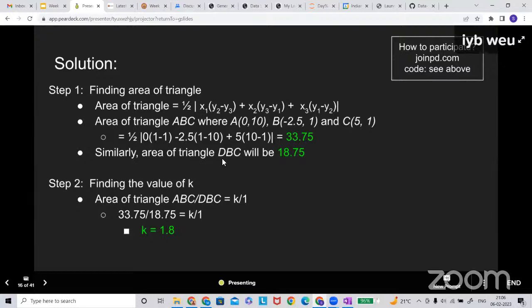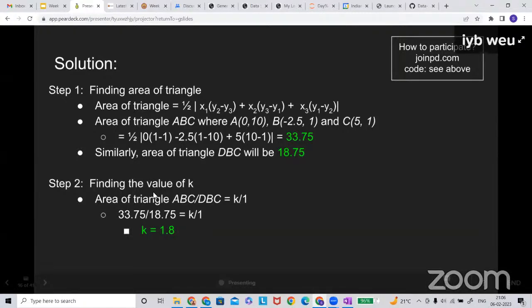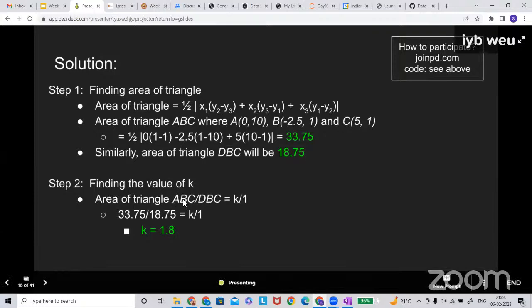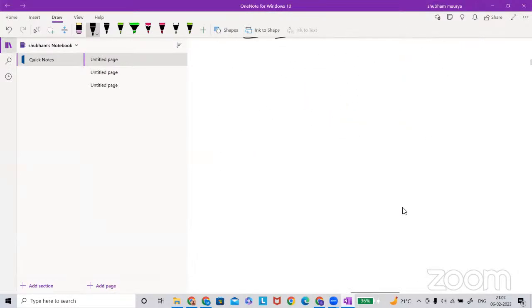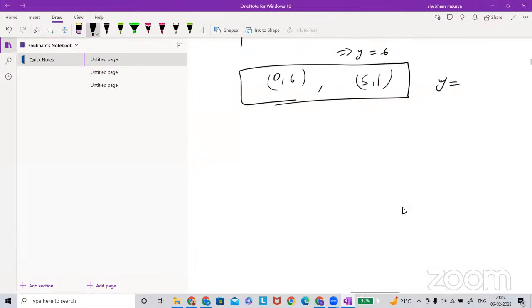Similarly, for the area of triangle DBC, you already have the B and C coordinates, and D is (0, 6). If you substitute in this formula, you will get the area of the smaller triangle DBC as 18.75. Once you find that, find the value of K. The ratio is given as K is to 1, or K by 1. So 33.75 upon 18.75. If you solve that, you will get K equal to 1.8. There is no need to do the whole calculation, because one is 9 into 7.5 and the other is 5 into 7.5. So it is 9 by 5, which is easier.